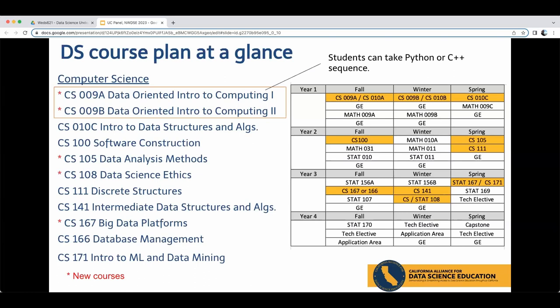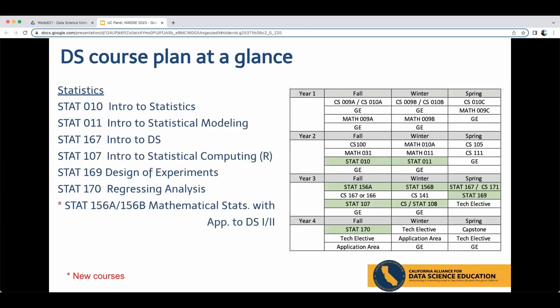And students take a number of courses like machine learning, data mining. We created a new course, 167, big data management, that emphasizes things like Spark and Hadoop and distributed databases. Obviously, the program also includes statistics courses. So we pulled some courses from statistics, like intro to data science, intro to statistics, regression analysis, and we did end up creating a two-quarter sequence, STAT 156 A and B, that was specifically tailored to our data science students.